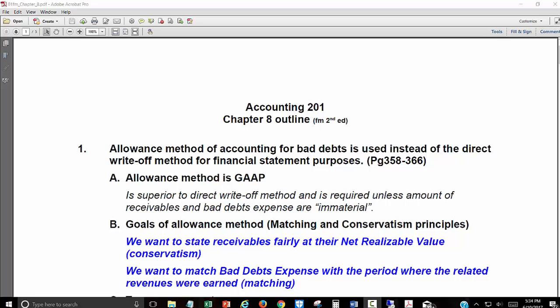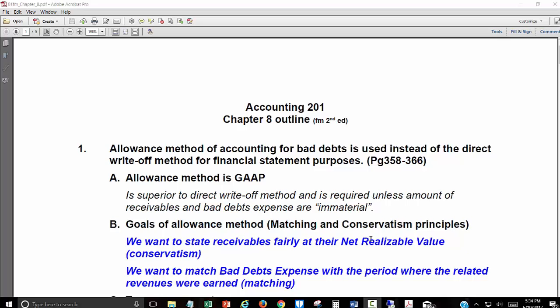What are you trying to do when you're doing that? First of all, you're trying to get your accounts receivable showing at what they're really worth. That can be called net realizable or cash realizable value. This is in line with the accounting principle of conservatism, where accountants do not like to overstate the value of anything.